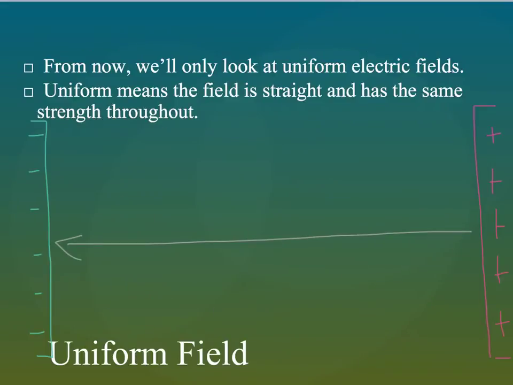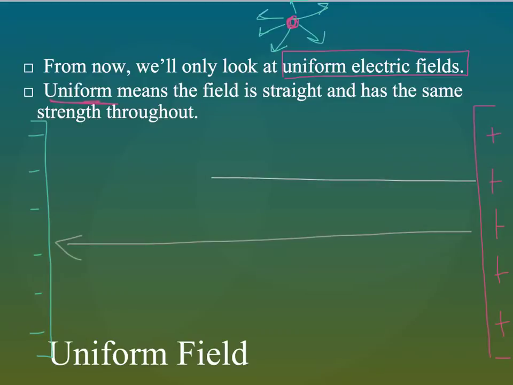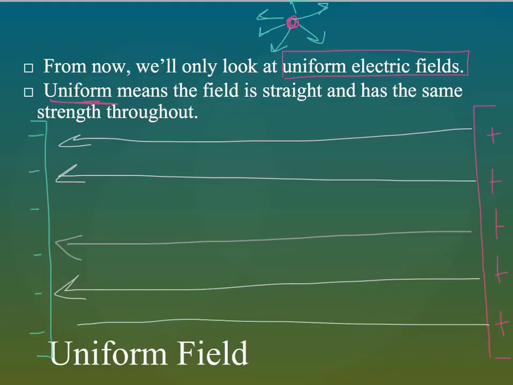As we discuss this now, a small round charge has an electric field that goes out in all directions from it, but this gets really complicated with calculating potential energy. So instead, from now on, we'll only look at uniform electric fields. Uniform just means that the field is straight and has the same strength throughout. It would be like if we took a really long plate of positive charge on one side and a really long plate of negative charge on the other, and then we drew our field lines, we'd get these nice straight lines. I'm not perfect, but you can imagine these lines are just perfectly drawn.